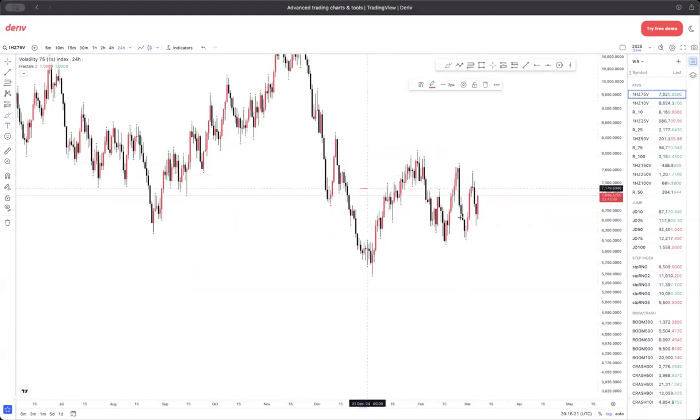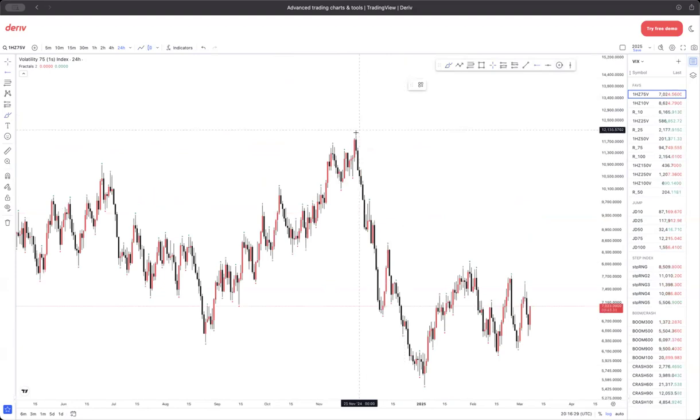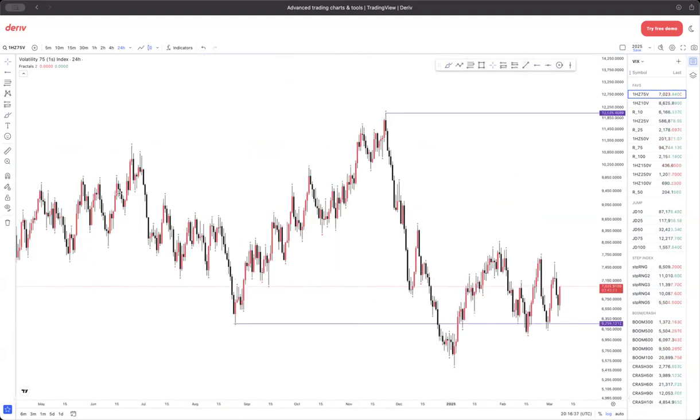Before knowing where price is heading to, you want to ask yourself, where is price coming from and where is price going to? Now I want to mark out recent swing highs and swing lows. For V75s, I will mark this out as my swing high and this as my swing low. Why is that my swing low and swing high? Because this is where price broke structure to the upside. So we have this as a break of structure.